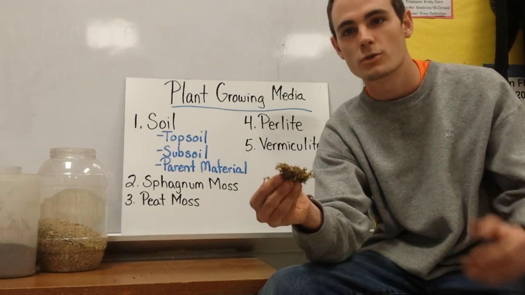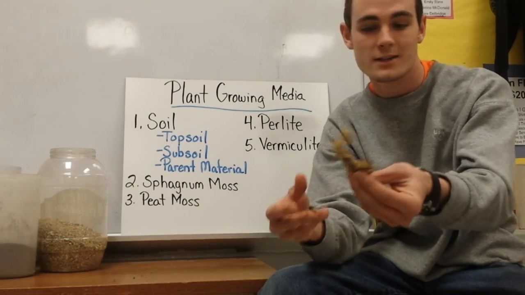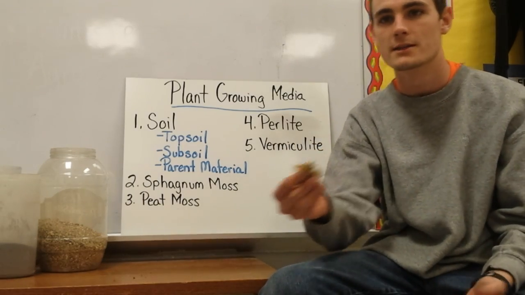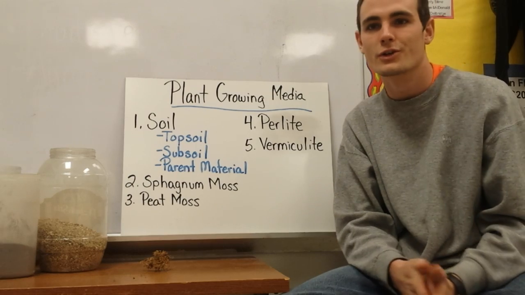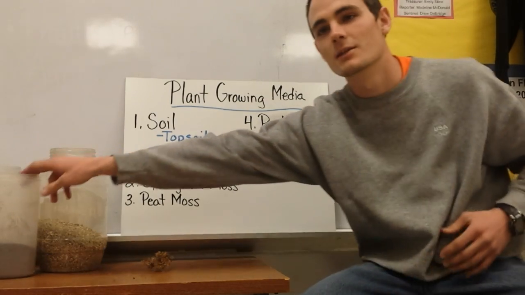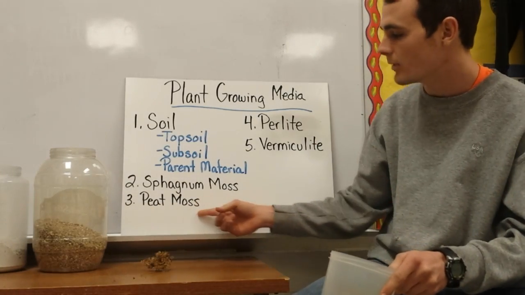If you see moss grow on your bricks or driveway at home, this is basically what that is. We grind this up and then we put it in soil medias. Sphagnum moss is used for encouraging root growth under certain conditions. The next thing that we want to discuss is the peat moss.